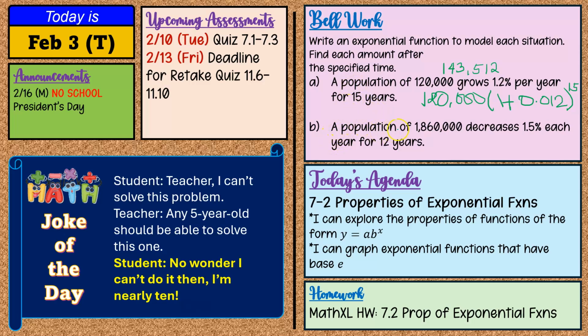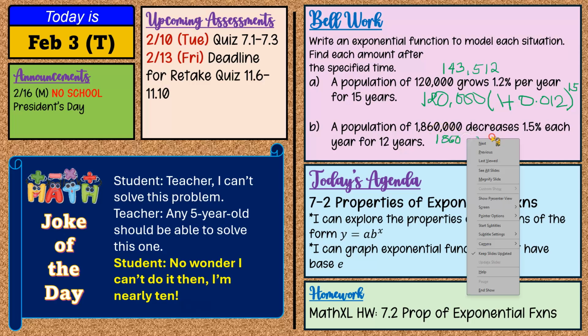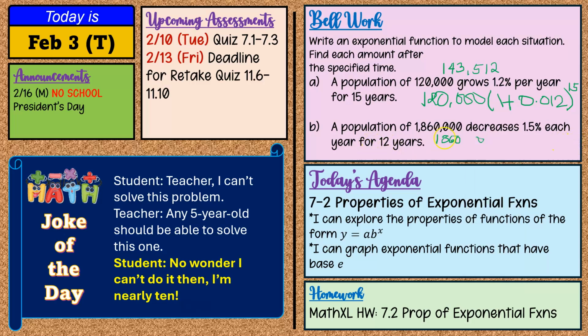For the next example, as you can see, the word is decreases, so we know it's going to be a decay. Similarly, we can set it up like this. We have our initial value, which is 1,860,000. Now, as you can see, it is a decrease, which means instead of addition, this is going to be 1 minus 1.5%, which is now going to be 0.015. And in this case, it's good for 12 years. So we write our 12 years up here.